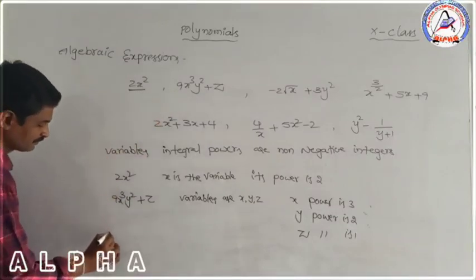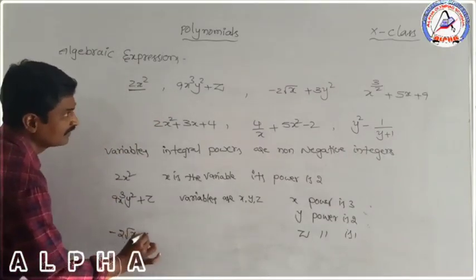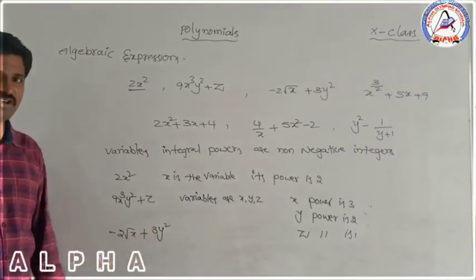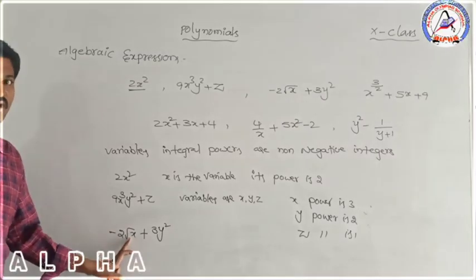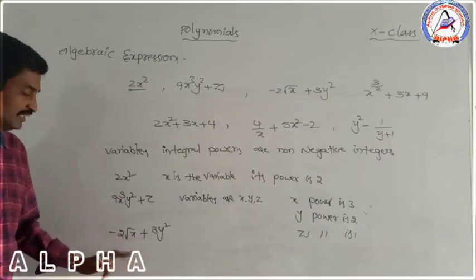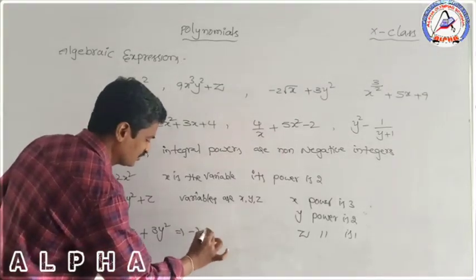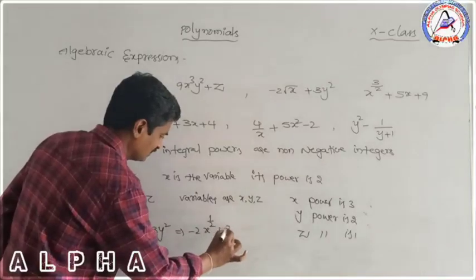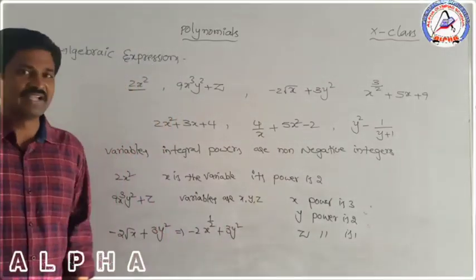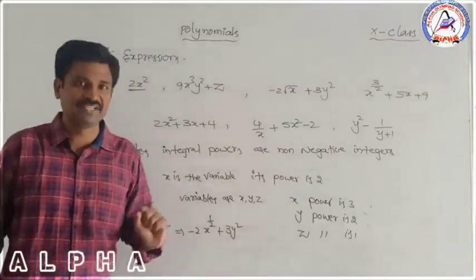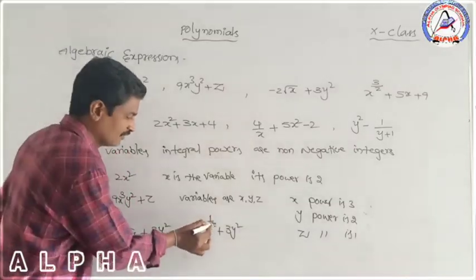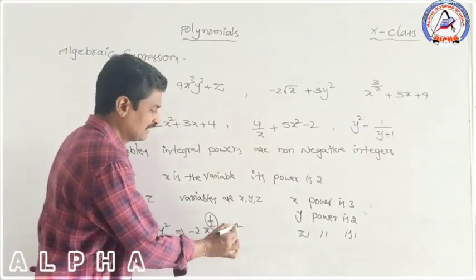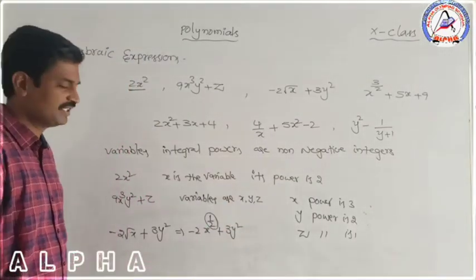So this is also a polynomial. Next one: minus 2 root x plus 3y square. Which variables are we seeing here? x and y. x is in radical form. Root x can be written as x to the power of 1 by 2. So minus 2 x to the power of 1 by 2 plus 3y square. Here the variables are x and y. x's power is 1 by 2, and y's power is 2.